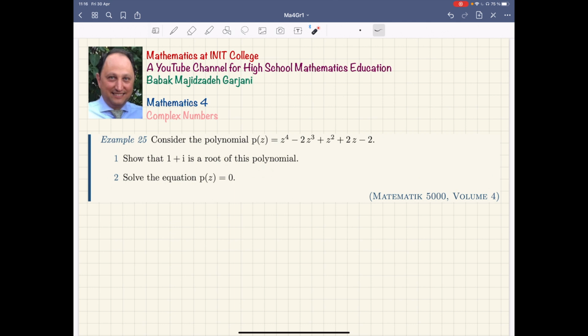Okay, so what we do, you see that z equal to 1 plus i is a root. Based on the previous theorem, the coefficients are real.